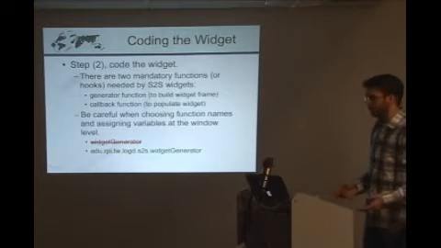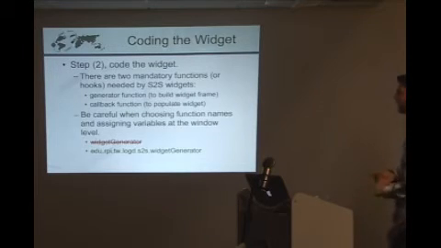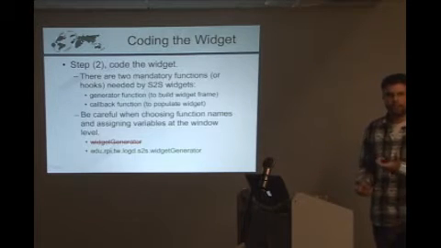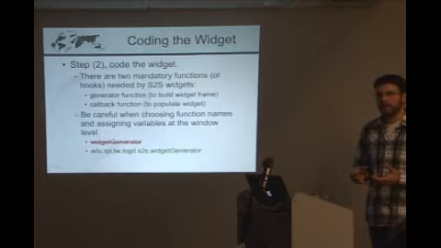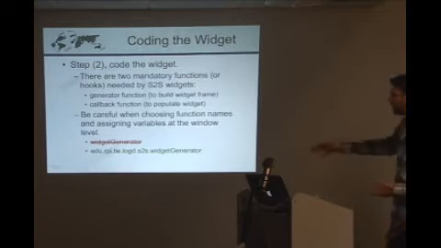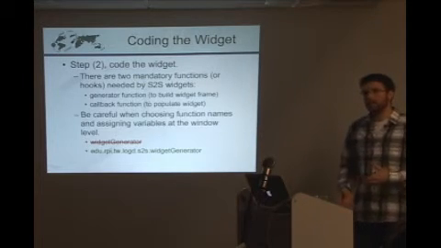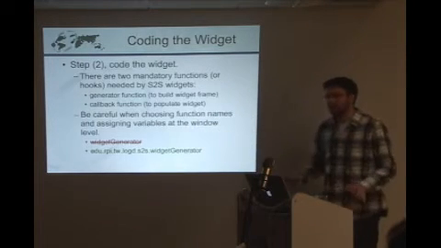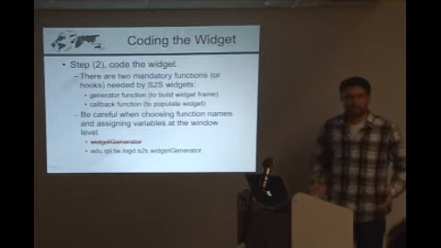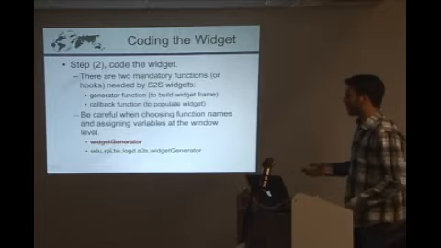The next step is to actually code it. So like I said before, there's two mandatory functions. One is the generator function, and the other is the callback. Be careful when you're choosing these JavaScript function names, because what S2S does is attach these to the window object. So if you use something very generic like a widget generator, and somebody else uses that, then you're going to clobber theirs. A good thing to do would be to try to do your own ad hoc namespacing. But since JavaScript doesn't take care of that namespace issue for you, that's not as straightforward a task.